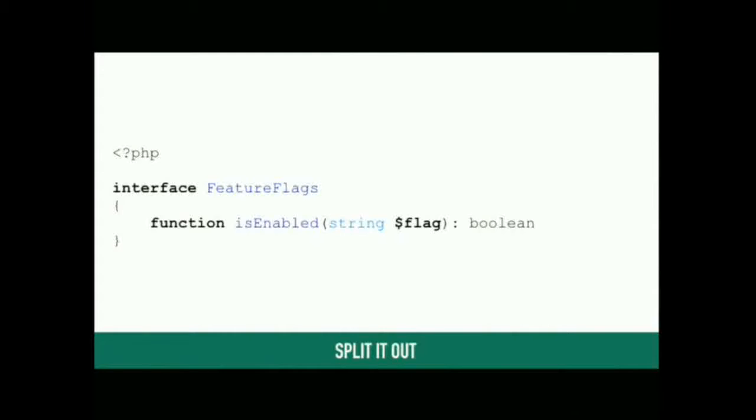You have one method on it, isEnabled. You've got a string which is your key. So that might be new profile page or the Twitter share functionality or showing number of rooms available left at booking.com, whatever. You're returning a Boolean, yes or no. Is the feature flag enabled? Is it not?